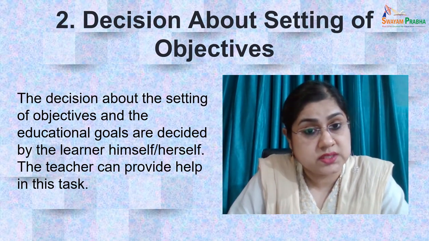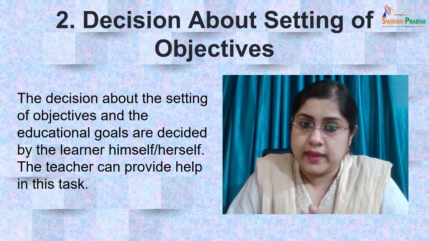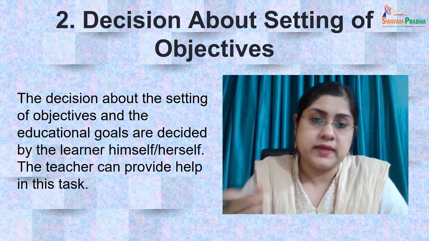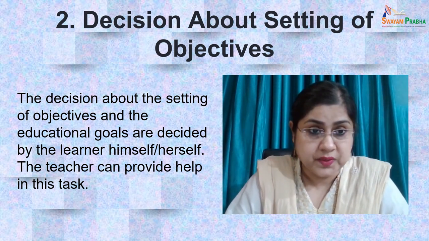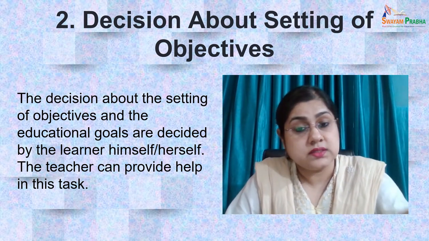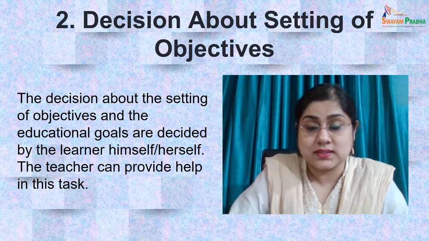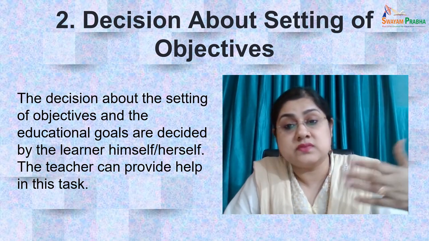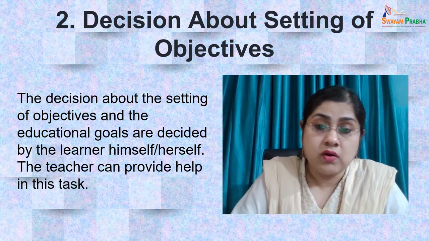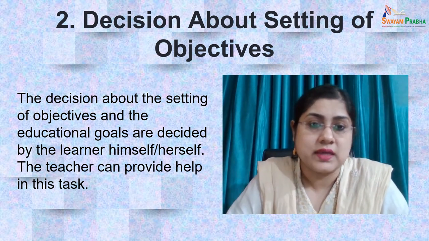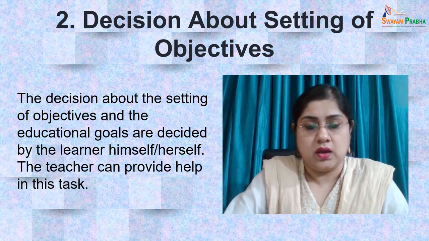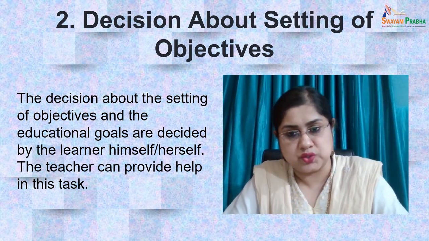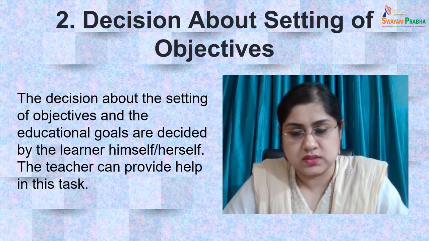Second step is to take the decision about the setting of the objectives. And as we have seen in the definition, this particular step is also completed by the learner. So what the learner wants to study, where this learner is willing to go ahead when the learning is happening, where this learner is willing to reach in terms of the educational goals, all these things are being decided by the learner himself or herself. So this decision is again very much left to the learner, and there is no intervention of any of the other persons or even the teacher.